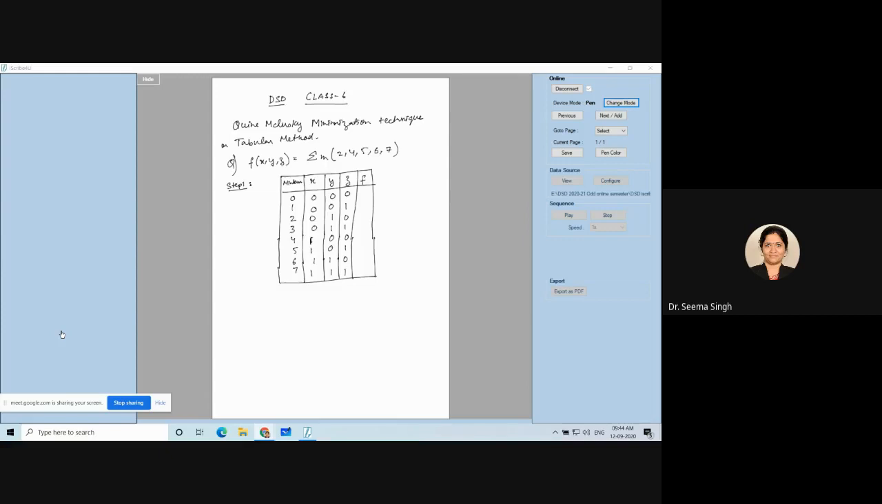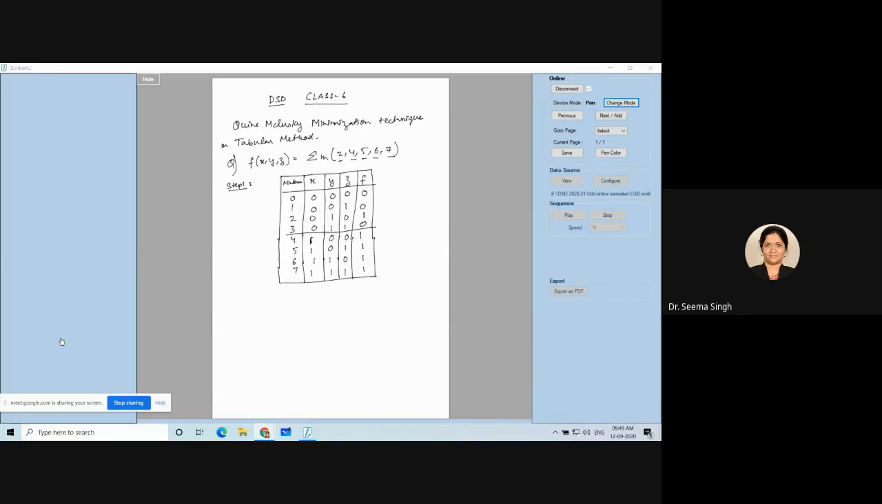I have the minterms 2, 4, 5, 6, 7. So for 2, the function output will be 1. For 5 it will be 1, and 6, 7 and 4 also. So for 4, 5, 6, 7 it is 1, 1, 1. For 0, 1 and 3 it is 0, right? So this is your step 1, writing the given expression in truth table form.